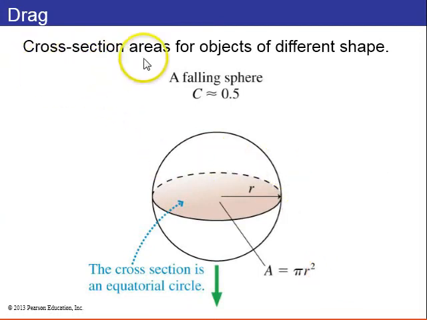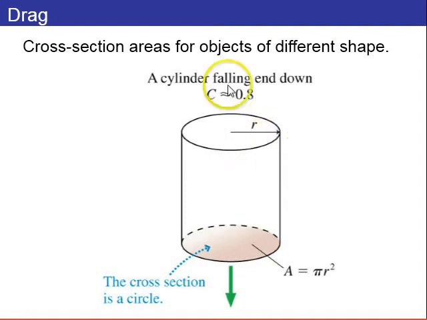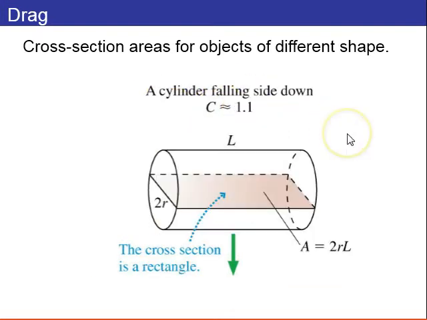So here is an example of a falling sphere. A sphere has a drag coefficient of 0.5. The cross-section area of a sphere is always pi r squared. It's a circular cross-sectional area. If you have a cylinder that's falling end down, now the cross-section area is pi r squared, where r is the radius of the cylinder, and the drag coefficient turns out to be 0.8. So you can look up in a table what the drag coefficient is for different shapes.